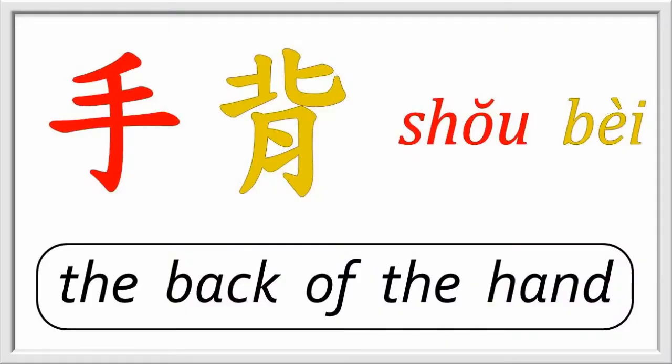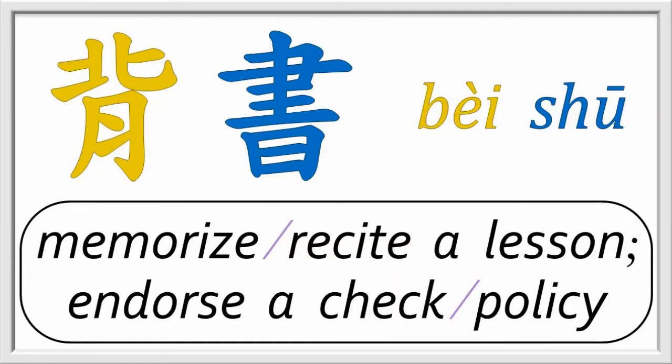An example of reverse side is 手背, the back of your hand, the same expression as in English. An example of turning your back on is 背书, literally to turn your back toward your book and recite its contents. A perfect description of rote memorization. Signing one's name on the back of a check means to endorse it, also called 背书. And of course, you can also endorse 背书, a policy or plan.